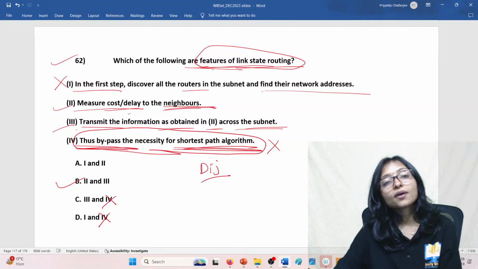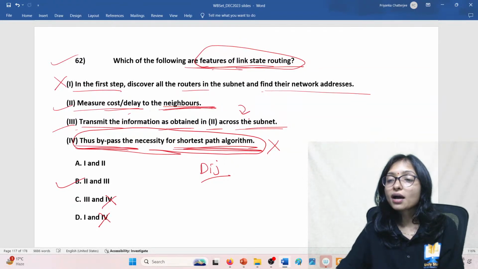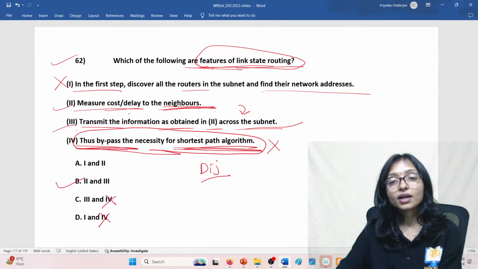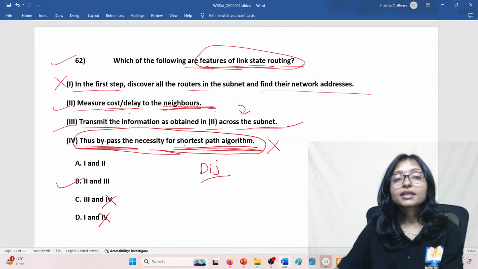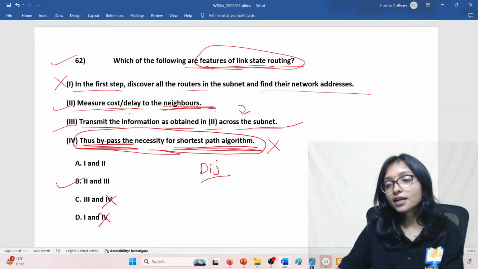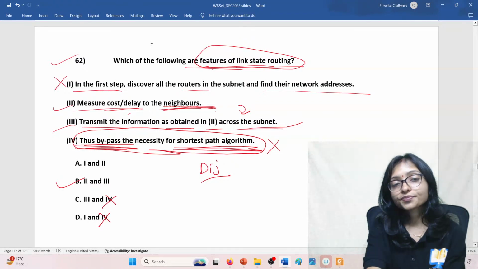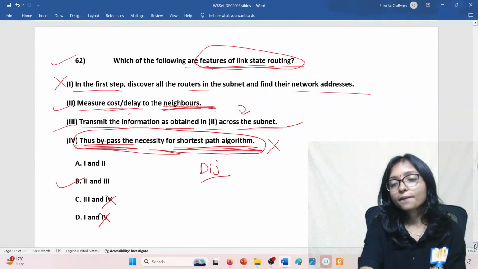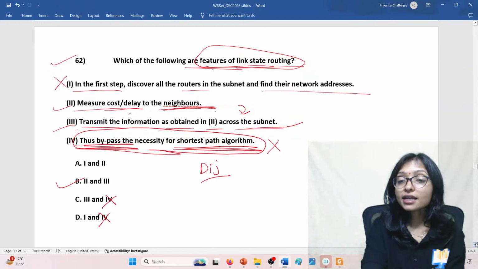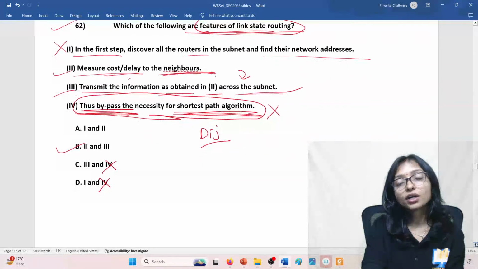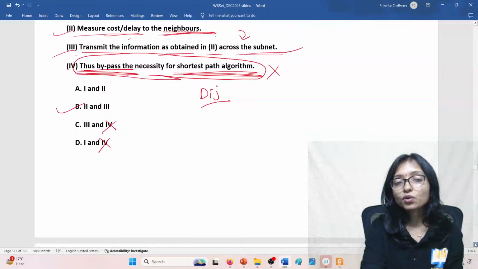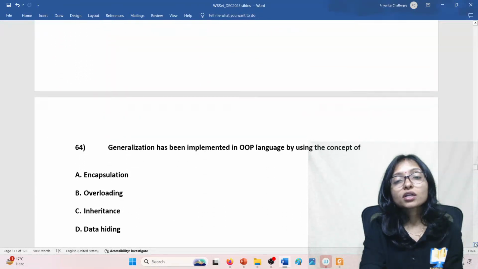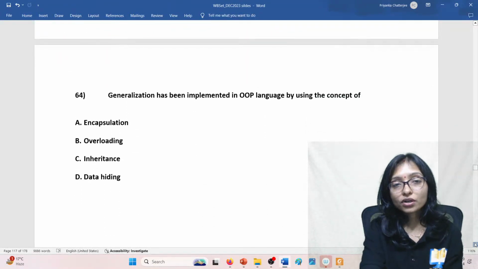Option 1 is not, because you are using the first neighbor, and after the neighbor you are getting this. So bypass is there, right? That's why option 4 is wrong. So the answer is 2 and 3. Option 1 is also wrong. Mainly remember link state is working on Dijkstra.